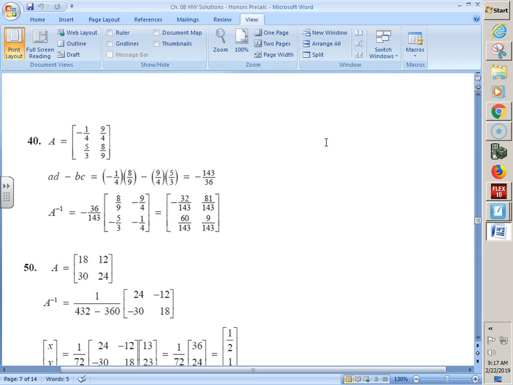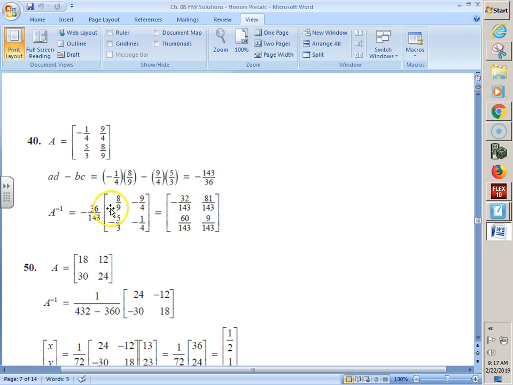Yeah, but it still works. You could have tried to pull out a 1/3, no, a 1/9, a 1/36. You could have tried to pull out a 1/36 and make it nicer. Or you could have just gone for it. Going for it, you end up with a determinant of negative 143 over 36.